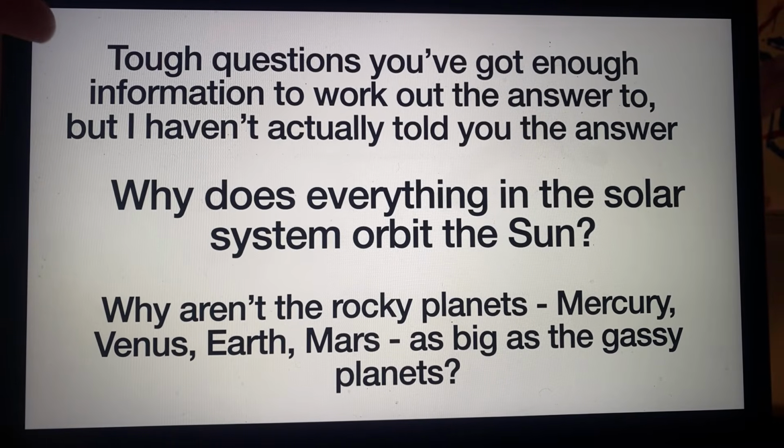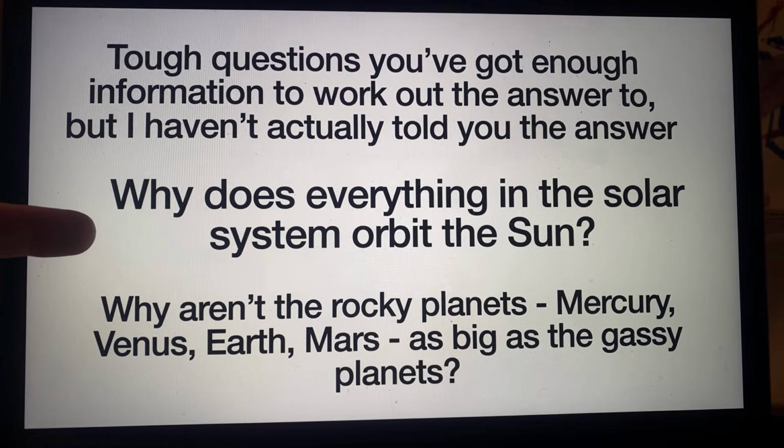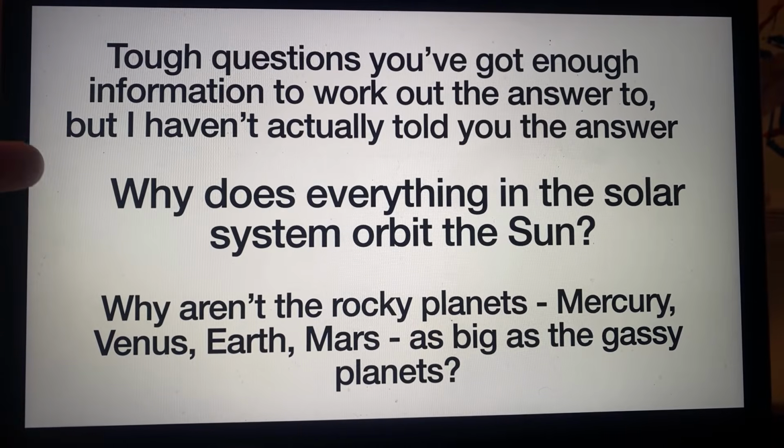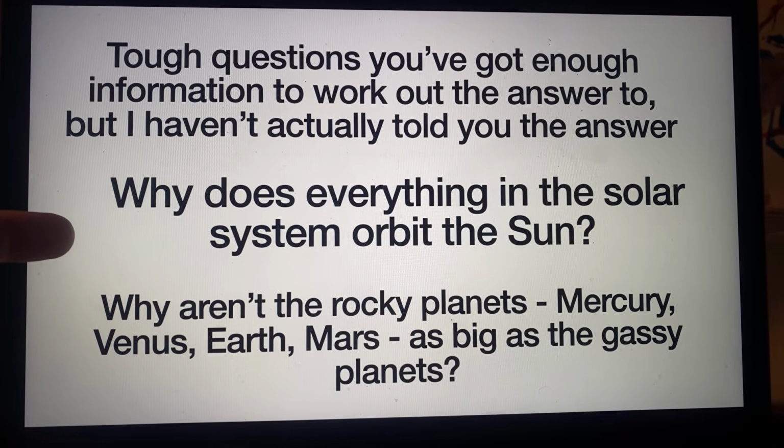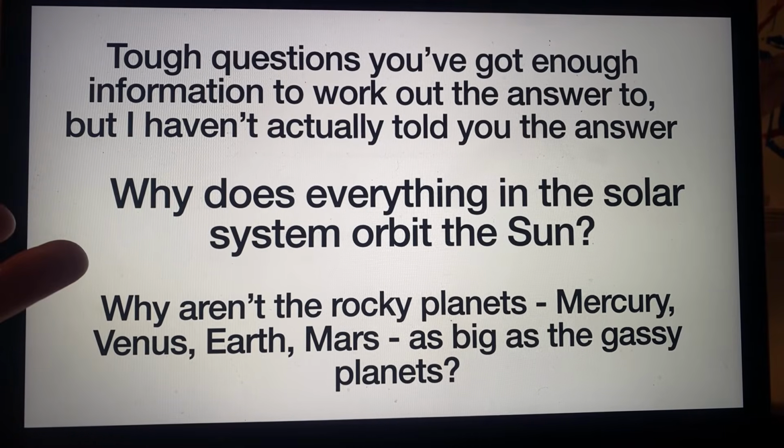Tough questions you've got enough information to work out the answer to, but haven't actually told you the answer. Why does everything in the solar system orbit the sun? Now, you might say, well, they don't, do they? Like, Mars's moons don't orbit the sun, they orbit Mars. Yeah, that's true. But why do all the planets and everything else orbit the sun?